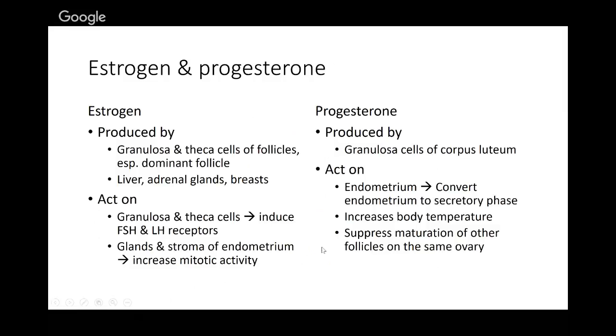All right, and progesterone is produced by granulosa cells of the corpus luteum. The action is on the endometrium, and it converts the endometrium to the secretory phase. It increases body temperature, and it suppresses maturation of other follicles on the same ovary, so it causes the other ones to undergo atresia.